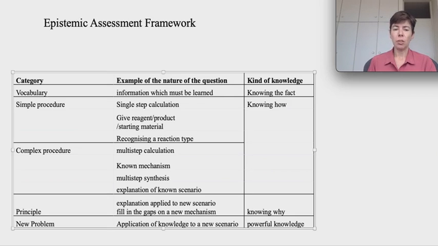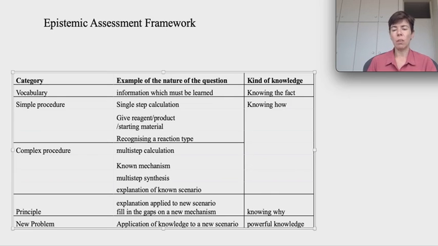If, however, you've got all of the vocabulary down, you've got some simple procedures and some complex procedures, but none of the principles, then you know that actually you haven't really understood anything, and chances are you may well pass chemistry, but you're probably not going to be able to draw on it at any later stage when you need it. So it's really a question of, well, what do you want to do?